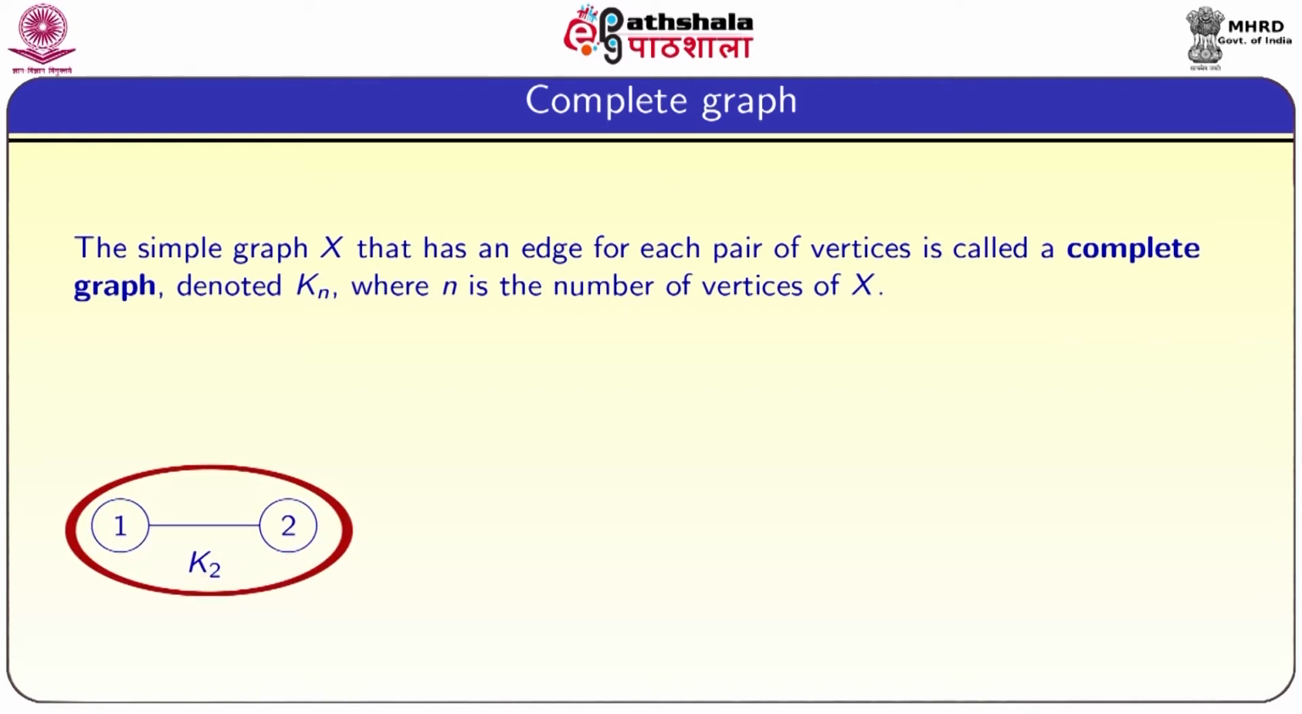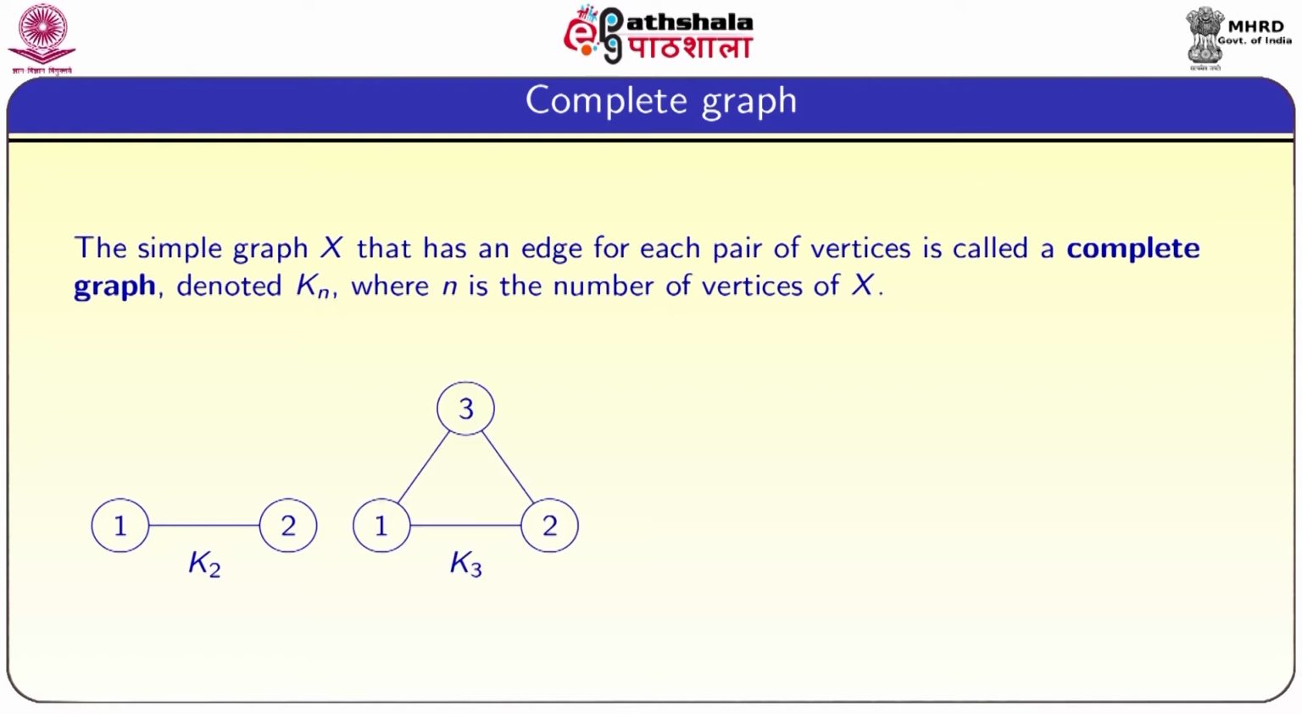For example, K2 is denoted here. K2 contains two vertices and there is an edge between these two vertices. K3 has three vertices, 1, 2, 3, and there are three edges. This is the maximum number of edges it can have. Also you can see that the degree of 1 is 2, degree of 2 is 2. One can be connected to at most two vertices, so there is an edge between any two vertices.